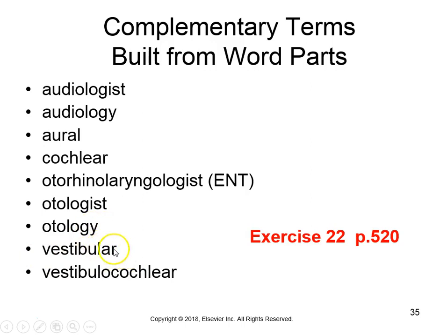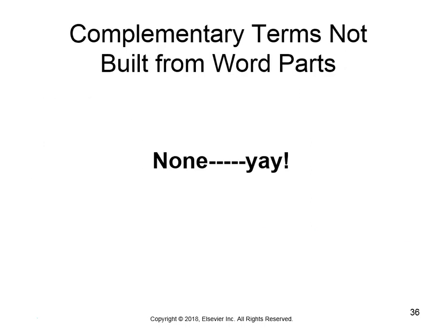Vestibular has to do with the vestibule. There's a vestibular nerve. Vestibulocochlear has to pertain to both. The vestibular nerve and the cochlear nerve come together, and that's kind of where we would use vestibulocochlear nerve. So give those a go in exercise 21 or 22, just to kind of get that last bit of words in. And, of course, and very happily can say that there are no new word parts for complementary.